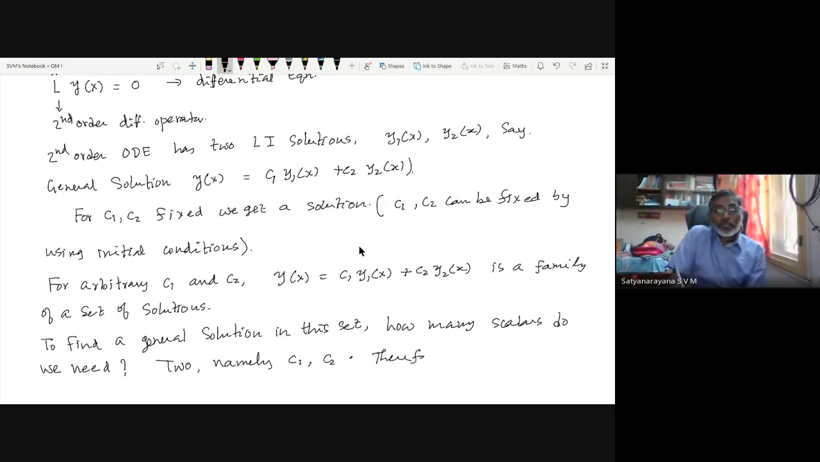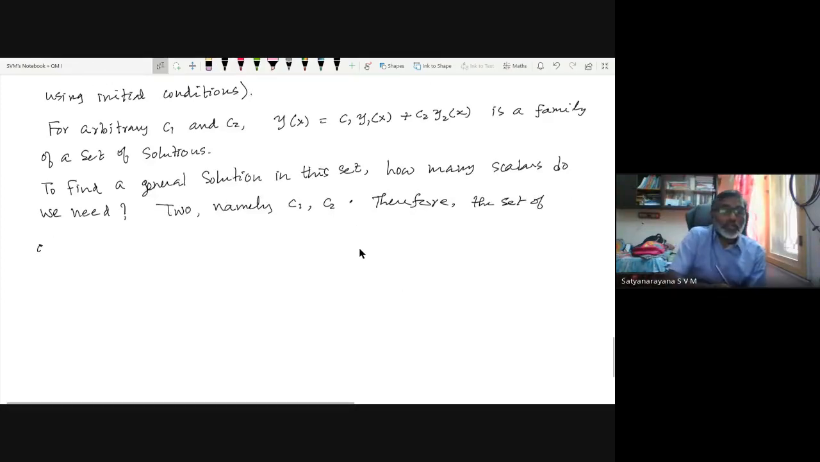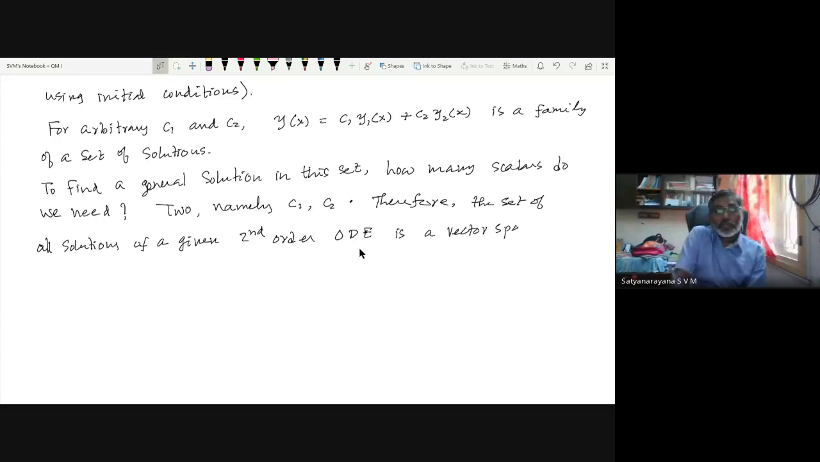Therefore, the set of all solutions of a given second order ordinary differential equation is a vector space of dimension 2.